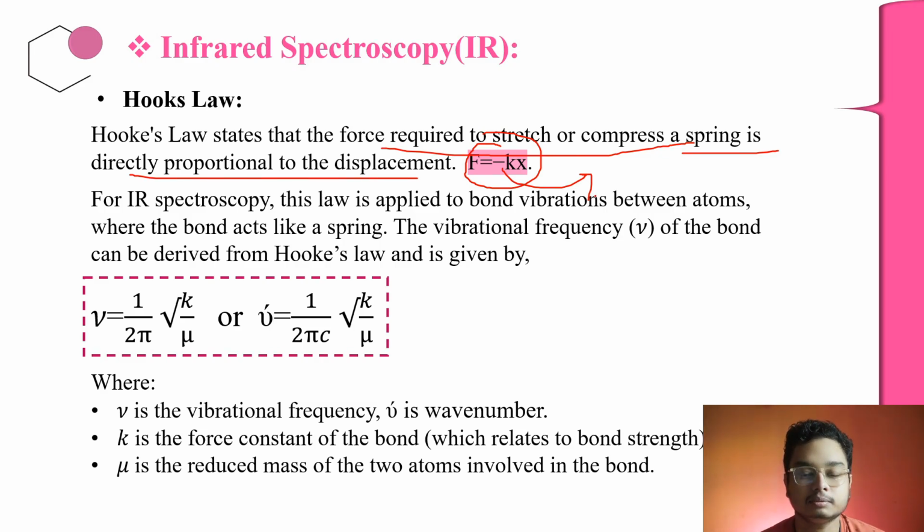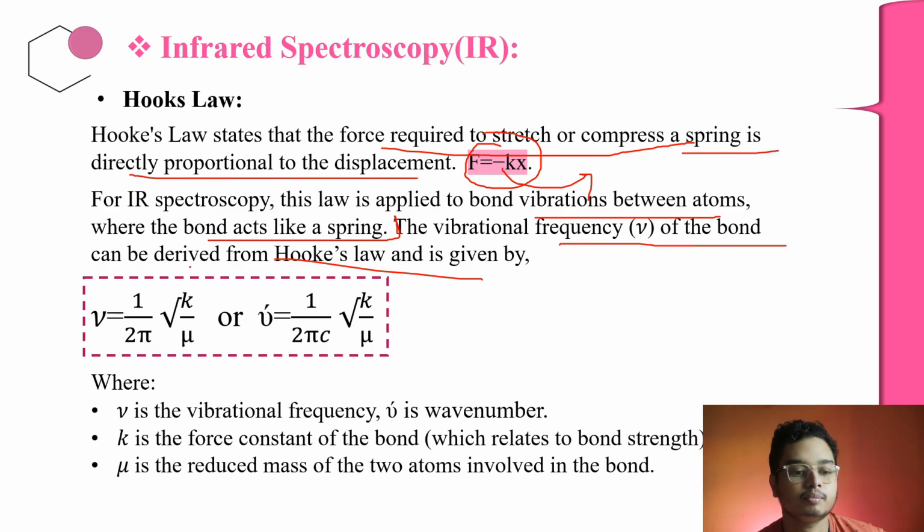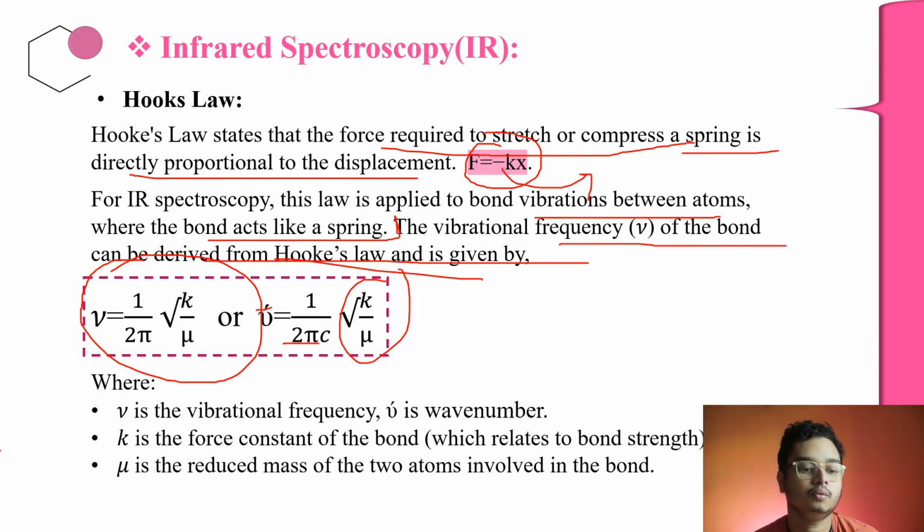For IR spectroscopy also, the bond is nothing but a spring, and the law is applied to bond vibration between atoms where the bond acts like a spring. The vibrational frequency of the bond can be derived from Hooke's law and is given by ν = (1/2π)√(k/μ), or ν̄ = (1/2πc)√(k/μ), where ν is the vibrational frequency and ν̄ is the wave number. k is the force constant of the bond, which relates to the bond strength, and μ is the reduced mass of the two atoms involved in the bond.